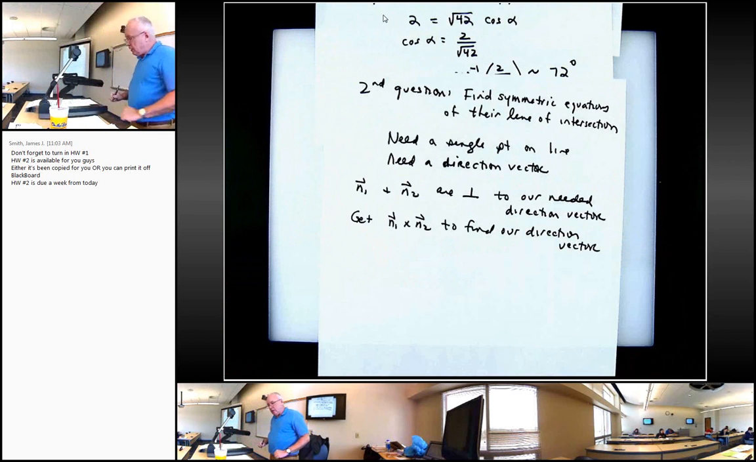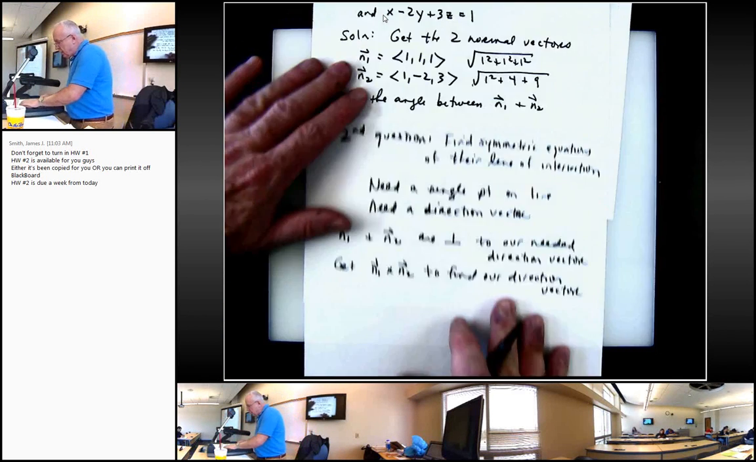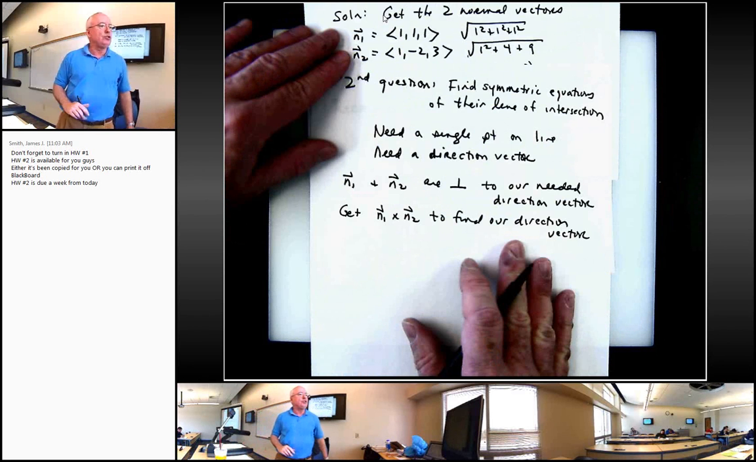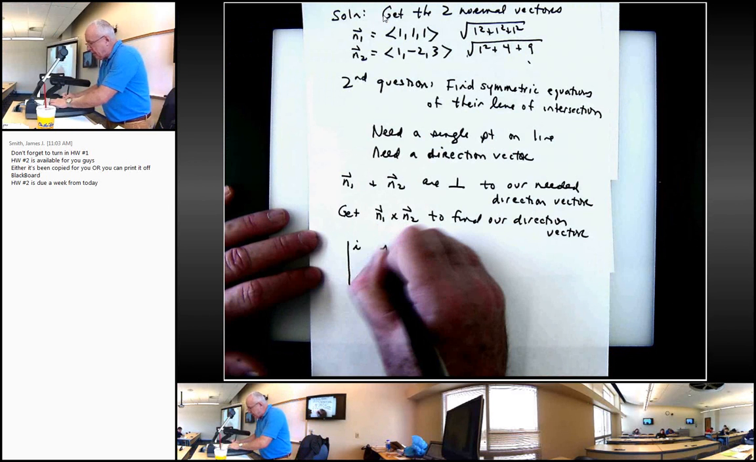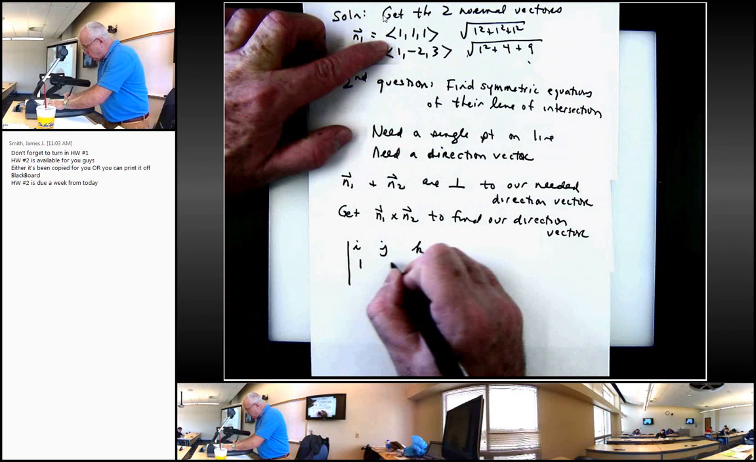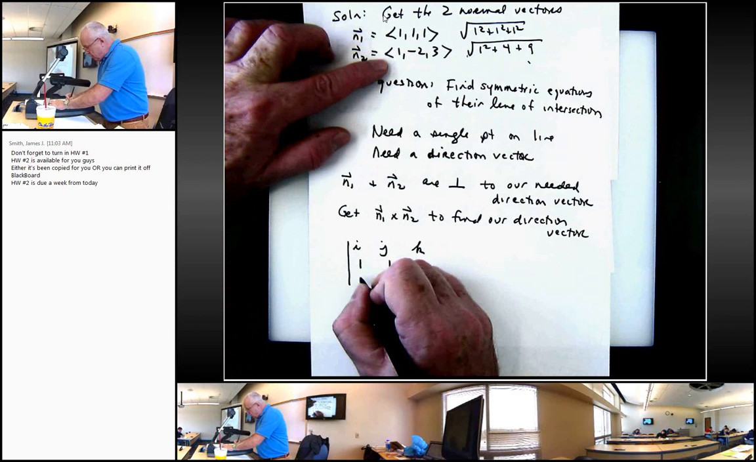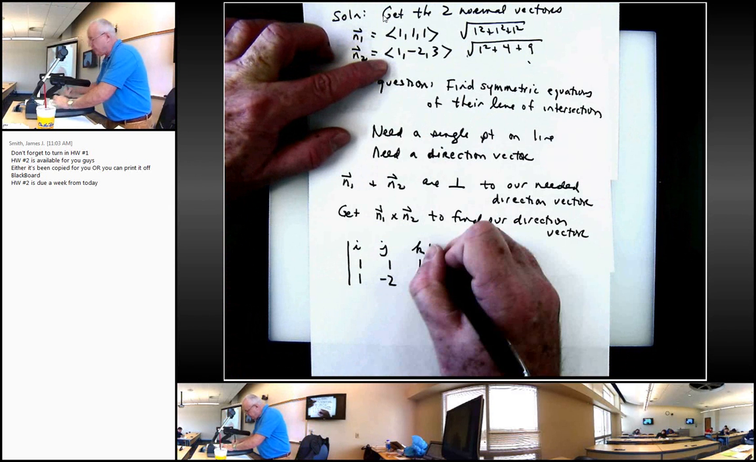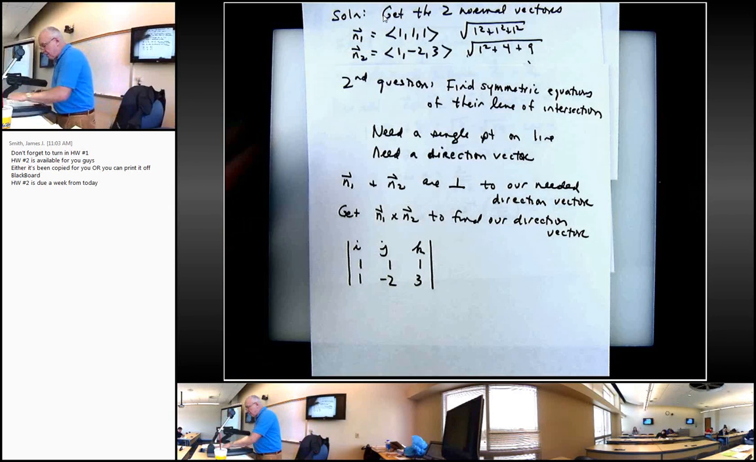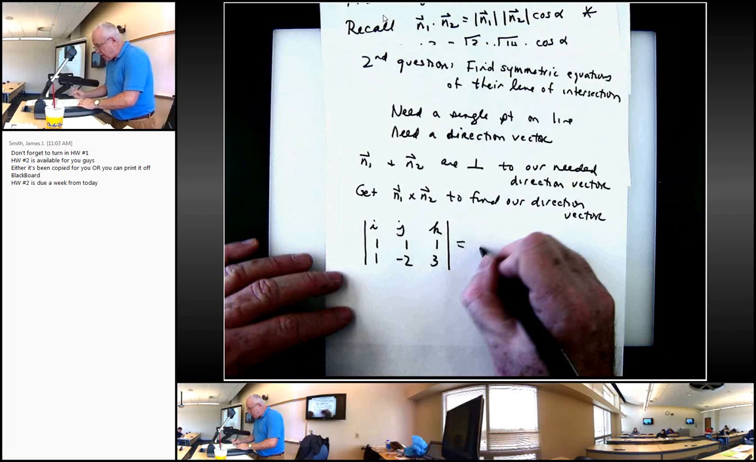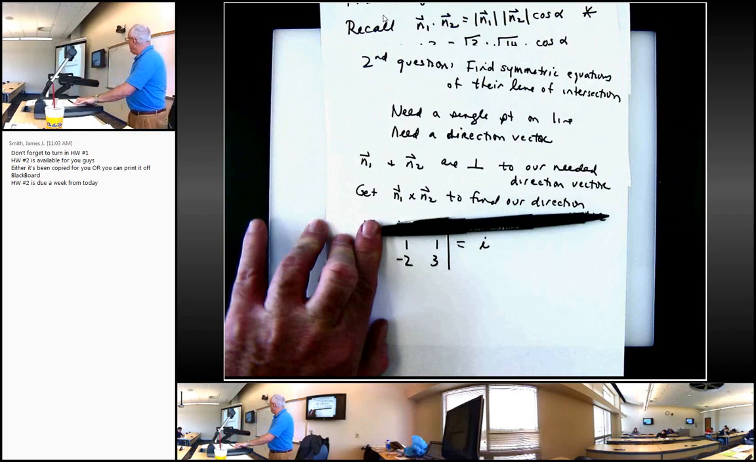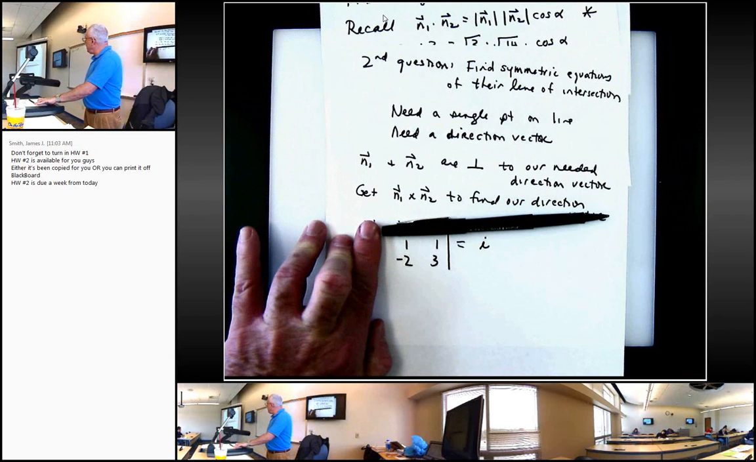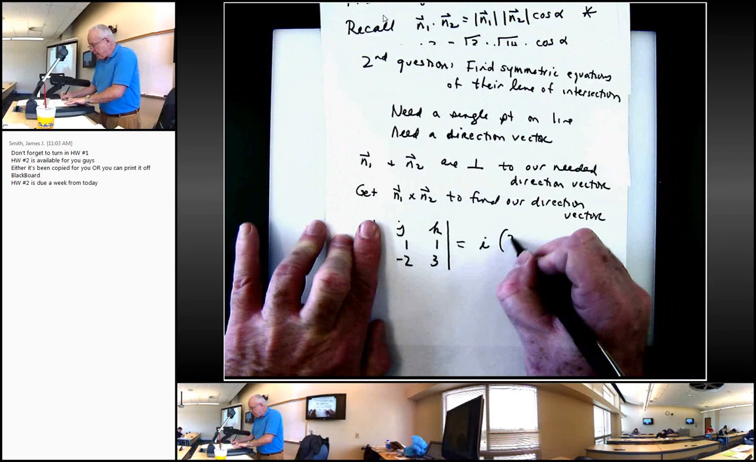Okay, so let's do that. Here we are, way up here. This was N1 and N2. So let's do our 3 by 3, I, J, and K. N1 was 1, 1, and 1, and N2 was 1, minus 2, and 3. Okay, so now we have to figure this out. Start with our I. Block out first row, first column, and we're going to have 1 times 3 minus a negative 2. So we have 3 minus a negative 2.